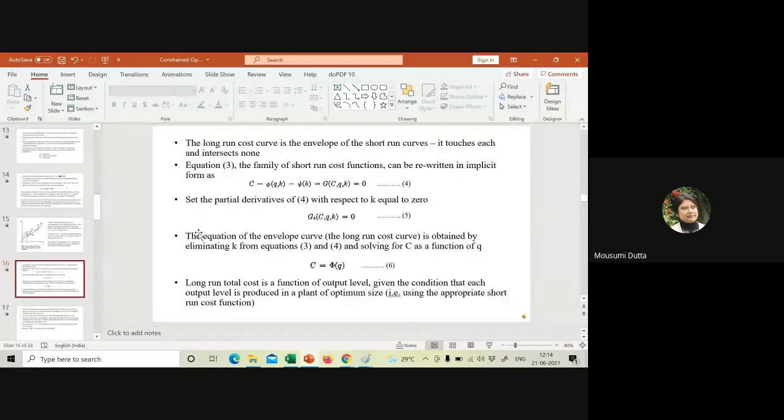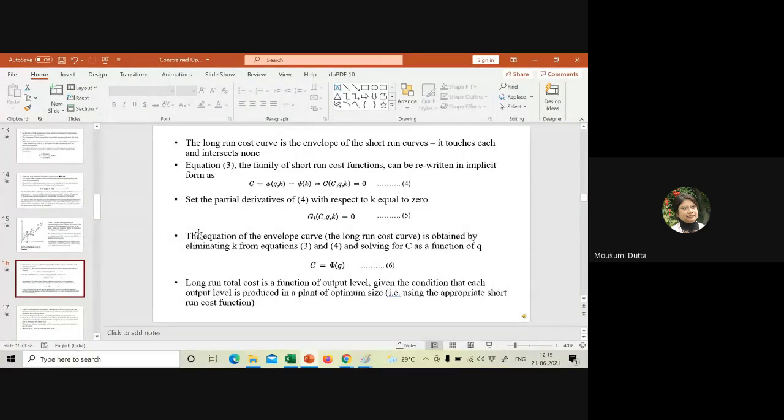C minus phi of QK minus psi K is equal to another function, a function G of CQK, which is equal to 0. For every plant size, there will be a typical C. For every Q, there will be a typical K, and for that typical K, we will have a typical C. So G is a function of C, Q, and K, and that we are setting equal to 0.